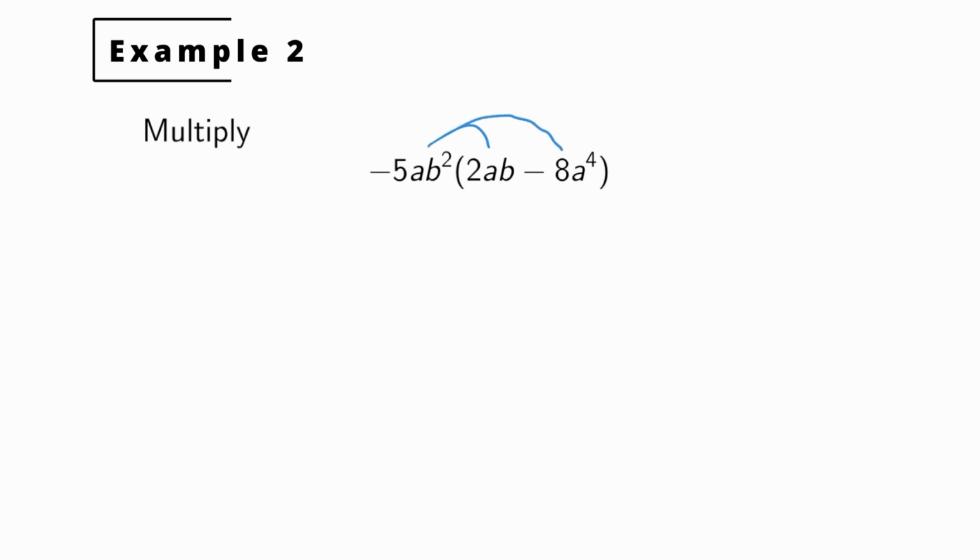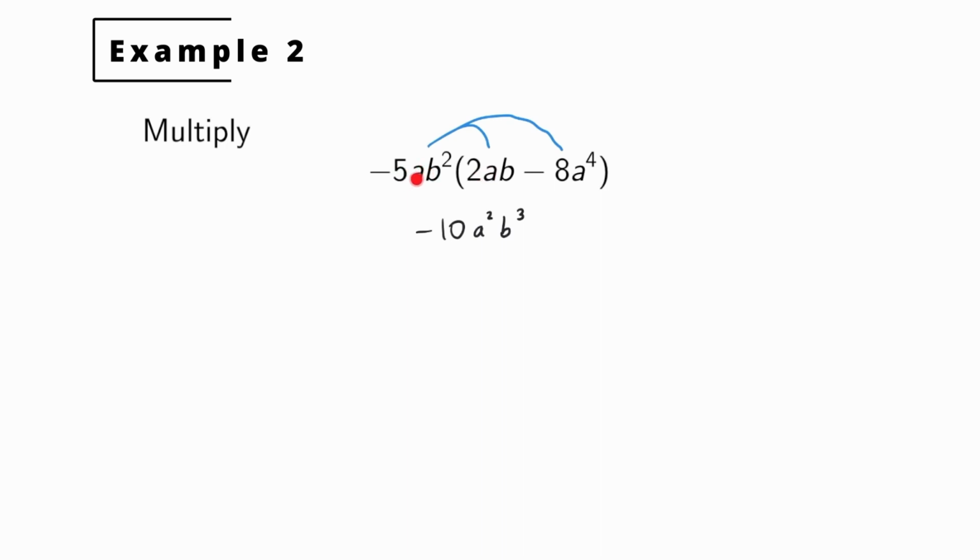Okay, so we do the first one first. We have negative 5 times 2 is negative 10. We'll have a times a. So a to the first times a to the first will be a to the 1 plus 1, so a squared. And then we have b squared times b, so that's b squared times b to the first. That will have a product of b cubed. Okay, that was this term times the first term.